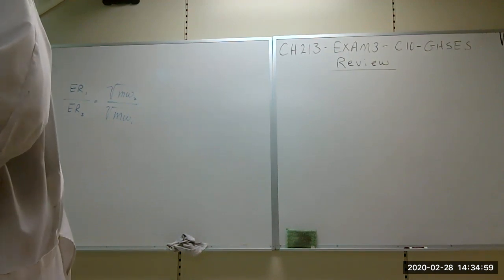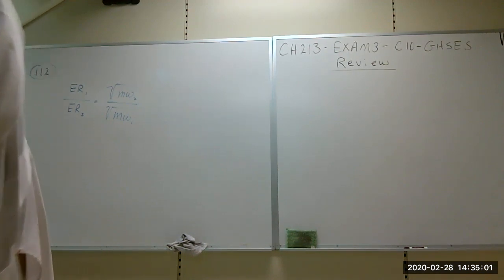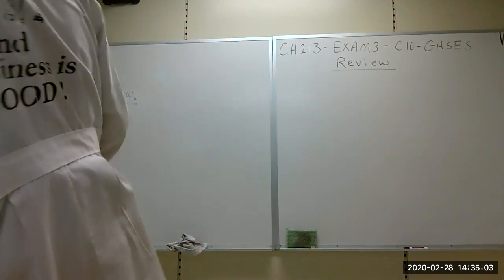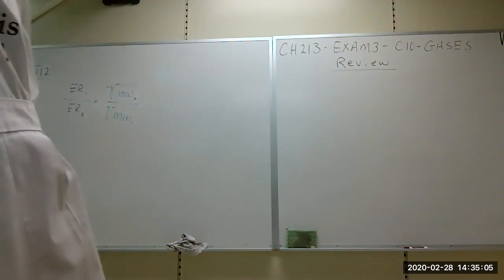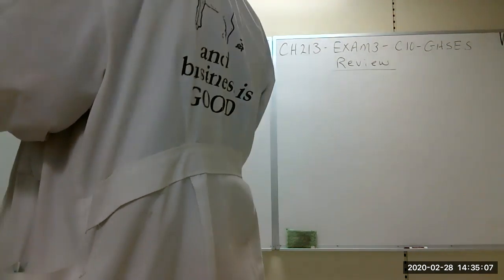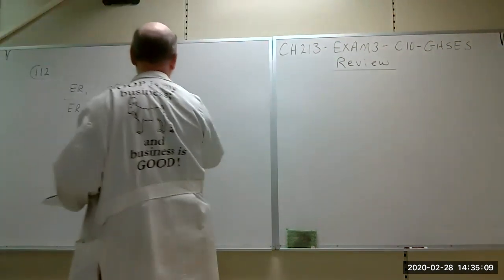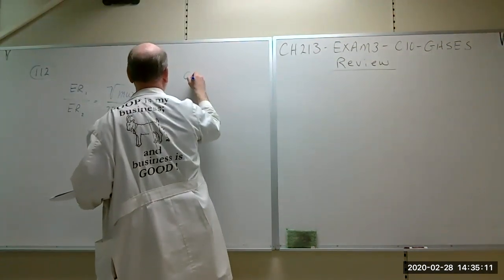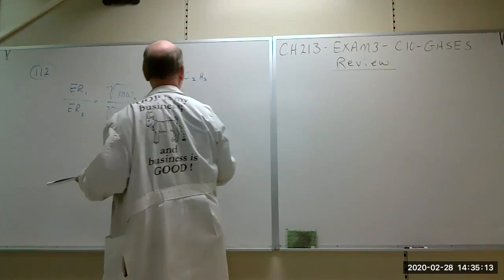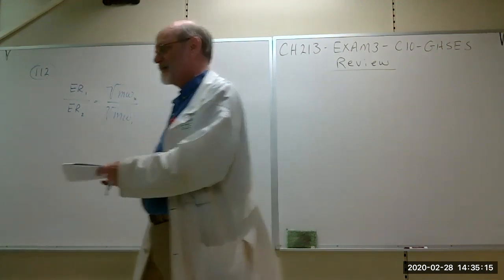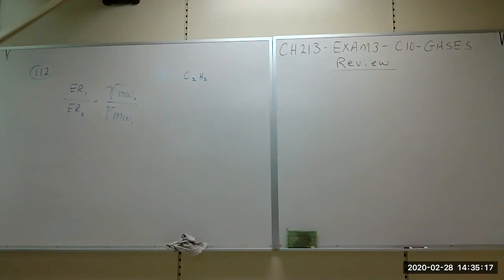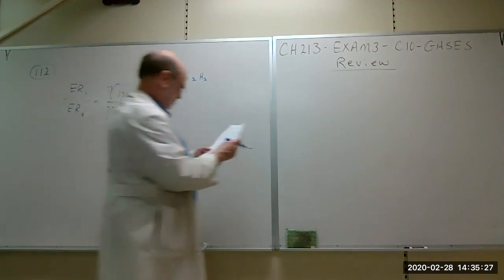Okay, so back to the question. Which of the following would have a higher rate of diffusion than C2H2? What is C2H2? Any ideas? Probably acetylene. So what are our choices?